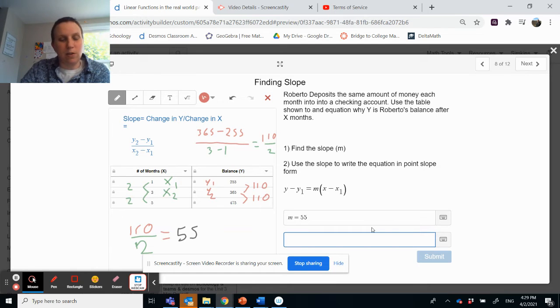And this is the format for point slope form. And this is there for you on the project. You don't have to memorize it. You just have to know how to use it and substitute the numbers in.